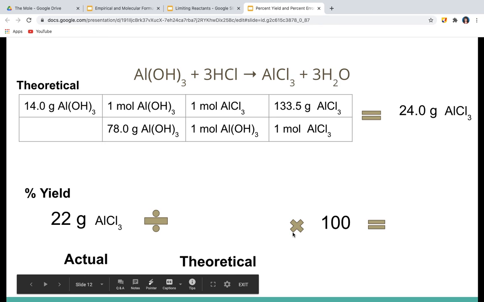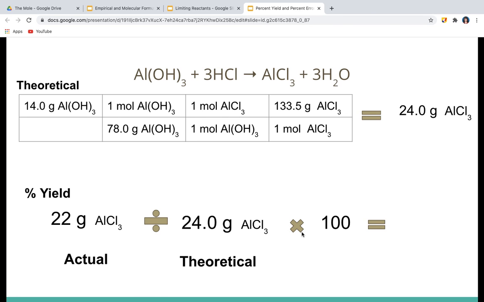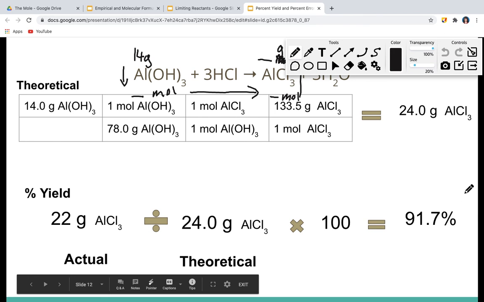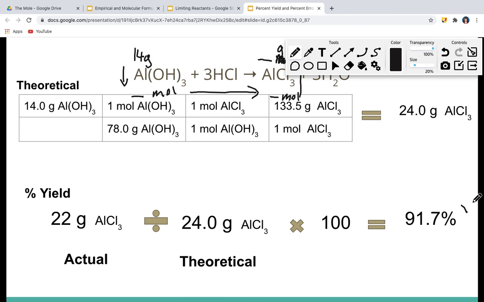Then we're going to divide that by our theoretical, which is 24, and then multiply that by 100. So we get 91.7% yield. 100 minus 91.7, right? That's going to be 8.3% error.